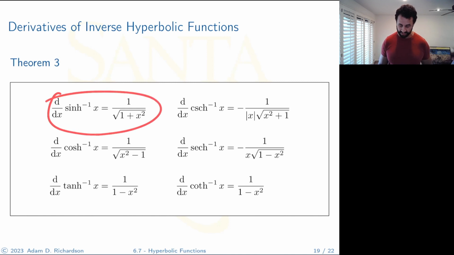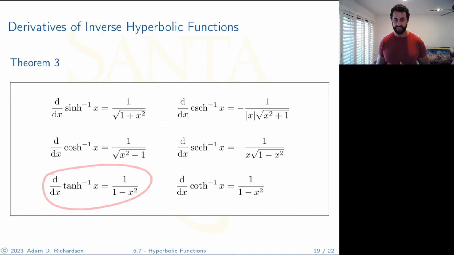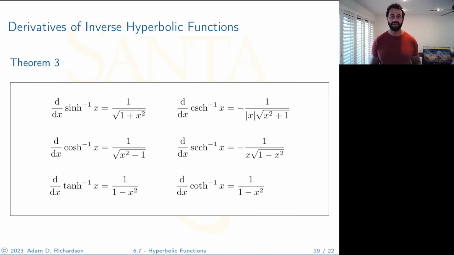Here's the derivative of inverse sinh, derivative of inverse cosh, derivative of inverse tanh. Notice how similar they are to the derivatives for the inverse trig functions. Remember, the derivative of arctangent was 1 over 1 plus x squared. So there's this beautiful connection between the two. The formulas are so similar. All right, but this is all of them. So this is all of the derivatives of those 6 inverse hyperbolic trigonometric functions.